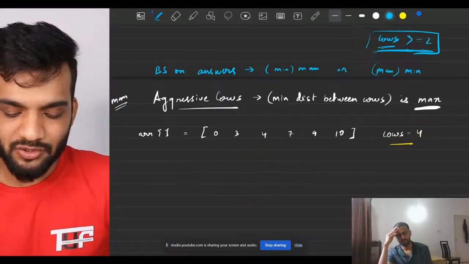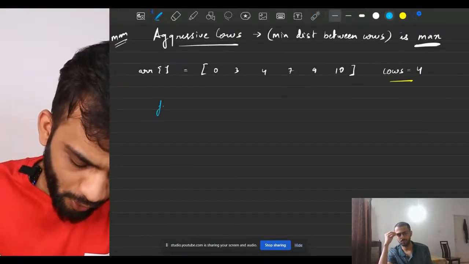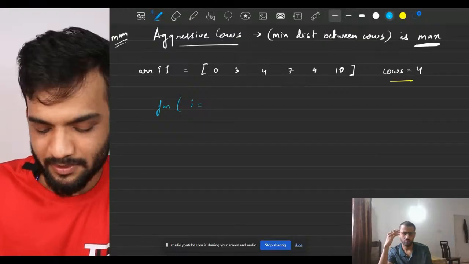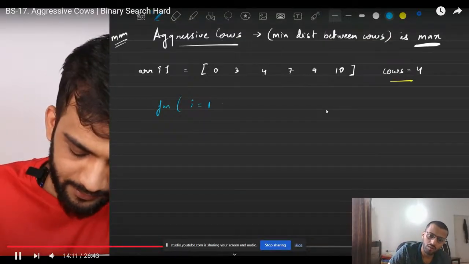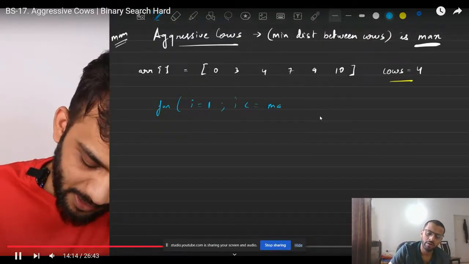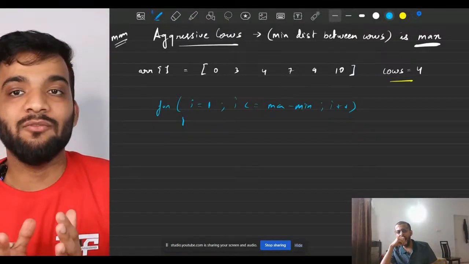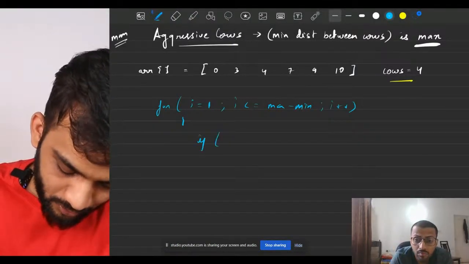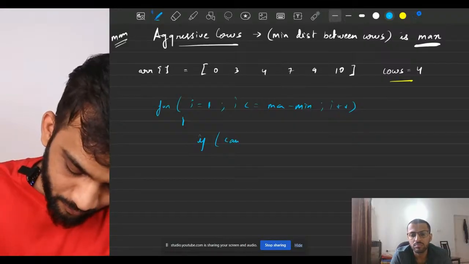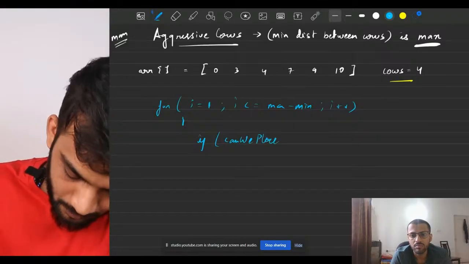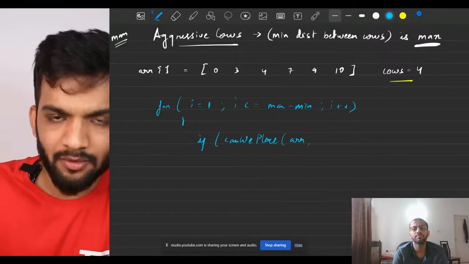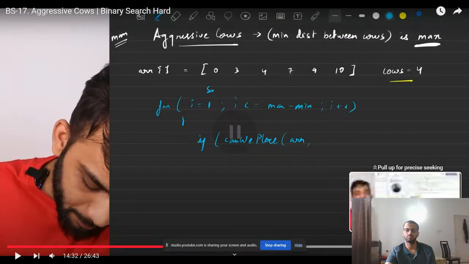If I have to write the linear search, can I write it like for i equal to 1, and then we can go on till max minus min, and then i plus plus. What do we need to check? Can we place cows? And we will pass on the array which has the stalls, just make sure.